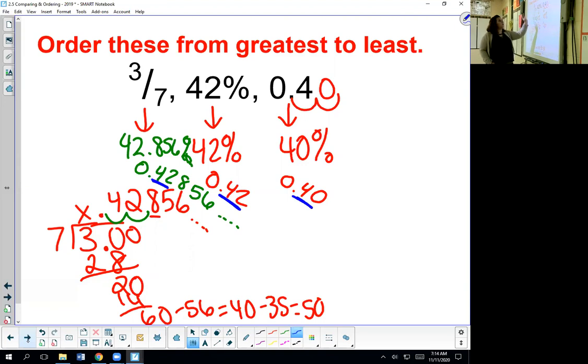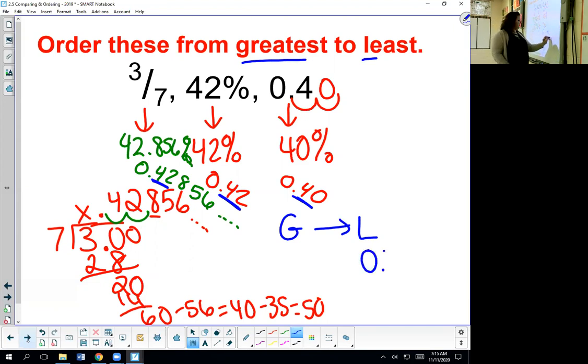So which one? Now hold on. This says greatest to least. So which one is the biggest to the lowest? Now looking at this right here, 40% is my lowest. So this would be 0.4 as my lowest. Okay, then I just got to figure out which one's bigger.